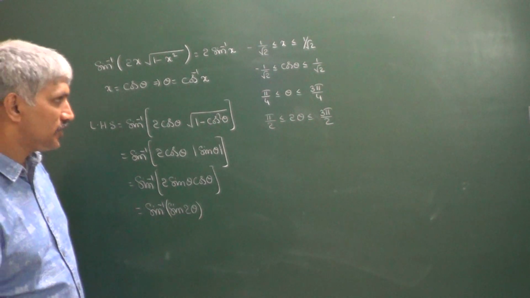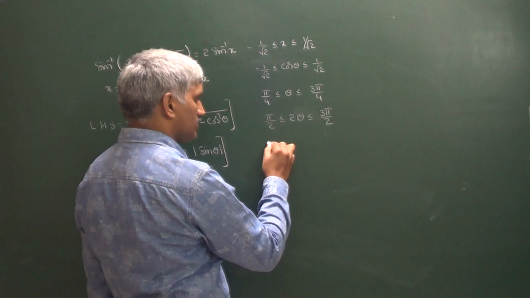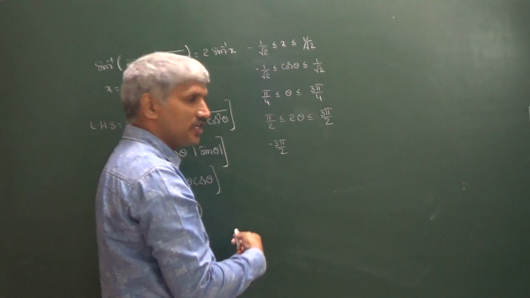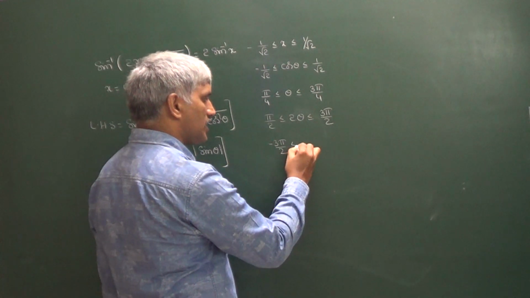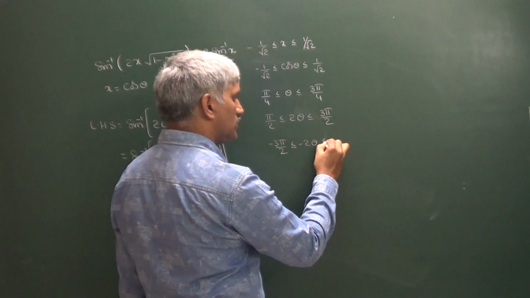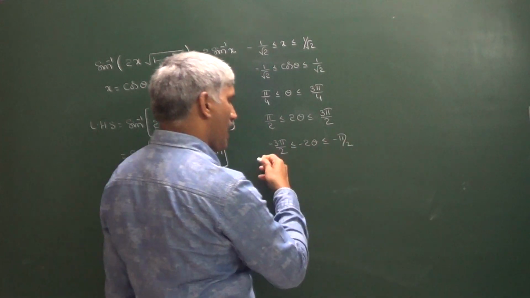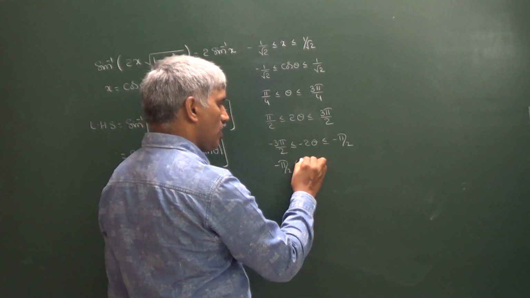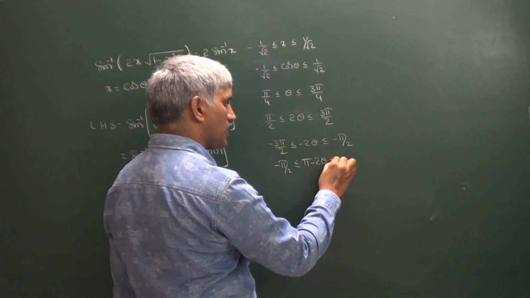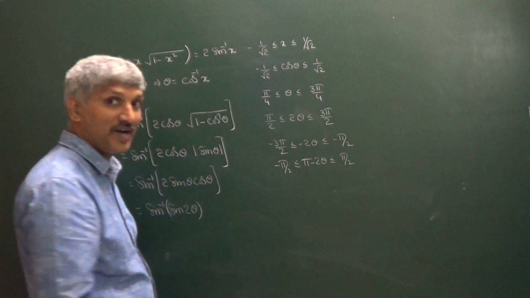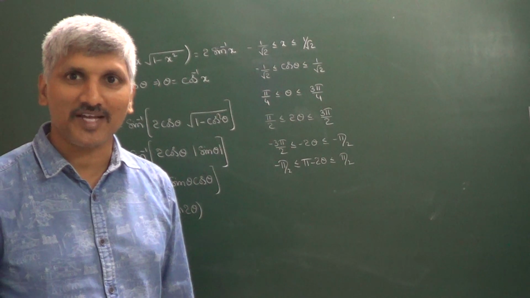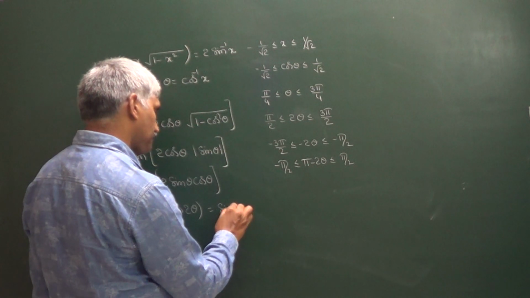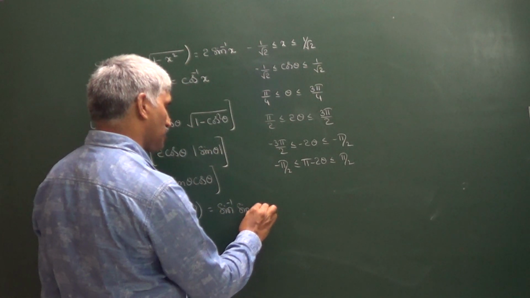But what to do? Just observe here, multiply with minus, you will get minus 3 pi by 2. Whenever we are multiplying with minus, inequality changes. Minus 3 pi by 2 less than or equal to minus 2 theta less than or equal to minus pi by 2. Add pi. Here pi addition you will get minus pi by 2 less than or equals to pi minus 2 theta less than or equals to pi by 2. Pi minus 2 theta is there in the principal branch. But now what to do?